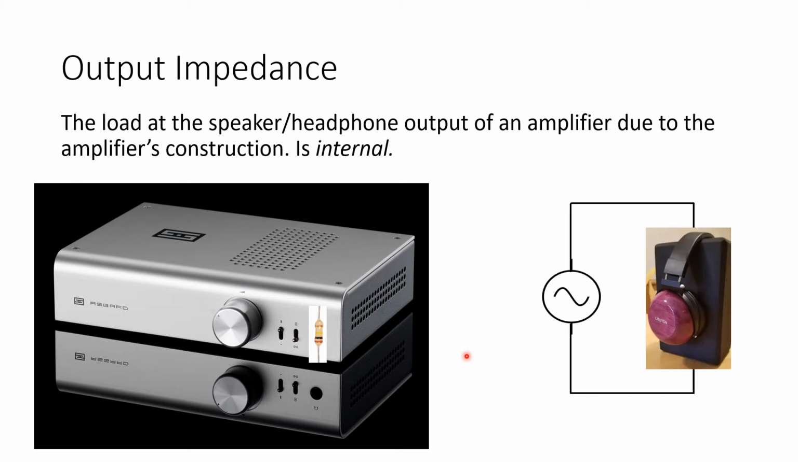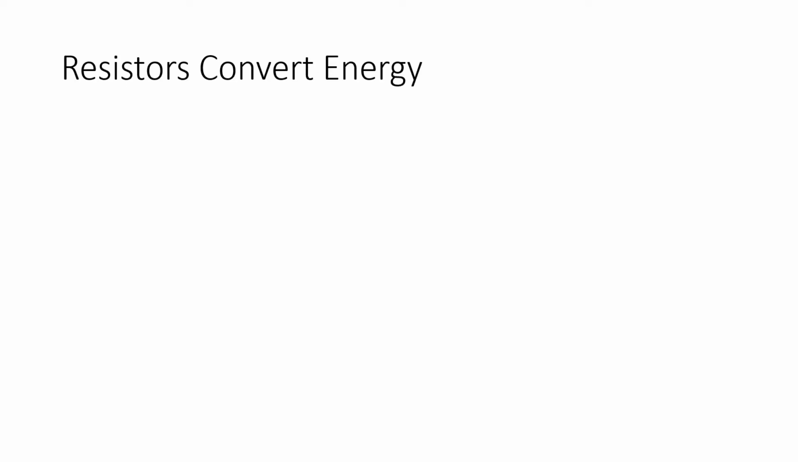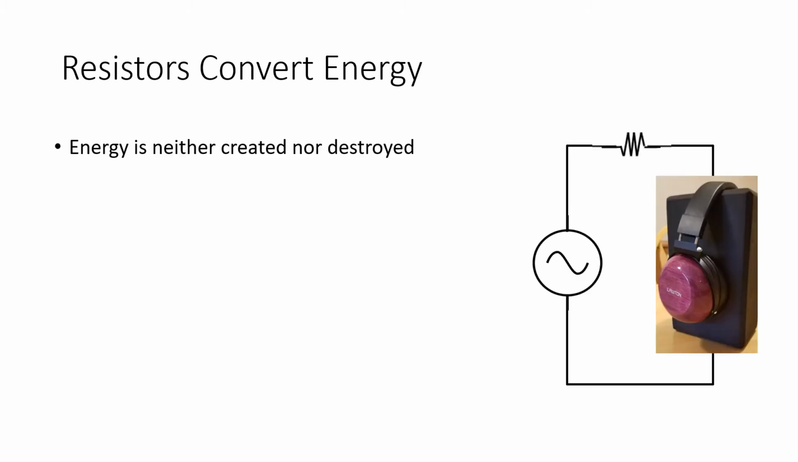Okay, so then modeling that here, we have our amplifier, we have our speaker, and then in series with those two things, we have our output impedance, which we'll use that squiggly right there to represent. So what's happening? Well, remember that resistors convert electrical energy into some other form. So we have our circuit here. The law of conservation of energy tells us that energy is neither created nor destroyed, which means that the energy that comes from the amplifier doesn't just go away, it has to go somewhere.